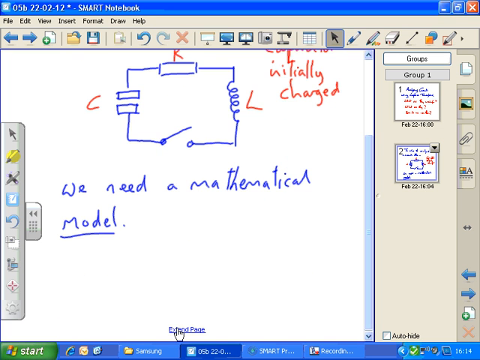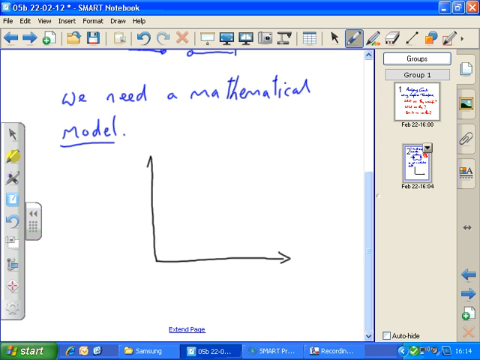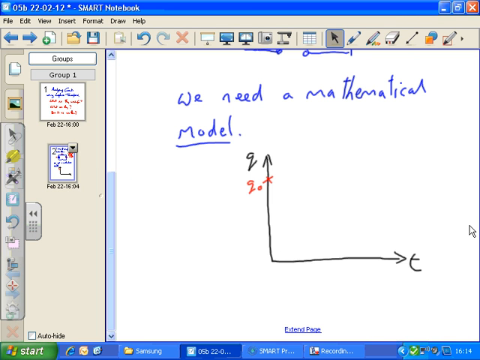So, if we were to plot a graph, charge against time, as this capacitor discharges, it's going to start off at an initial value Q0, and then charge is going to flow out of the capacitor.